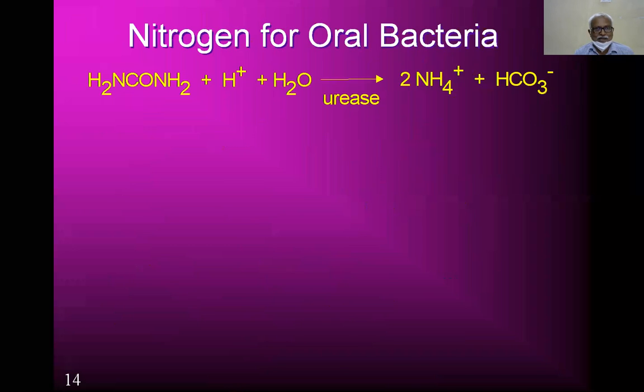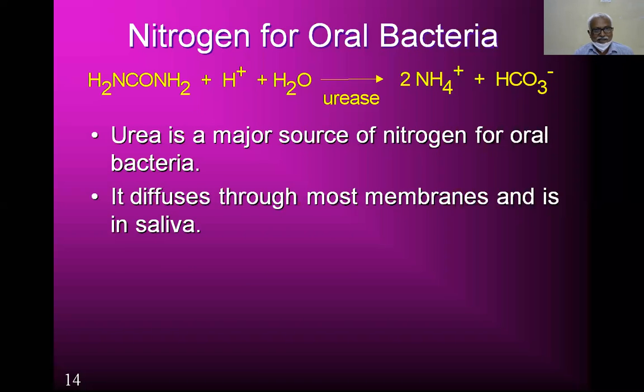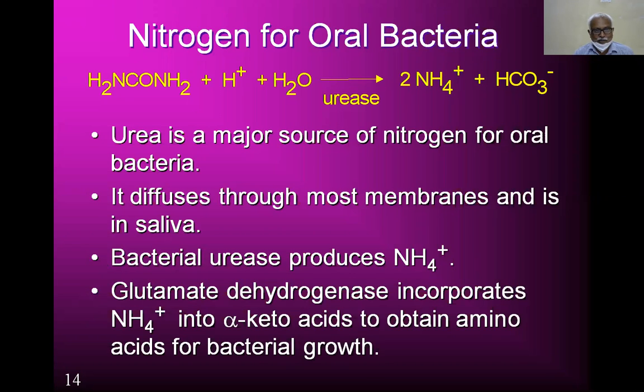Ketogenic and glucogenic amino acids, nitrogen for oral bacteria. Remember, urea is a major source of nitrogen for oral bacteria. It diffuses through most membranes and in saliva. Bacterial urease produces ammonia. So glutamate dehydrogenase incorporates ammonia into alpha-keto acids and obtains amino acids for bacterial growth.